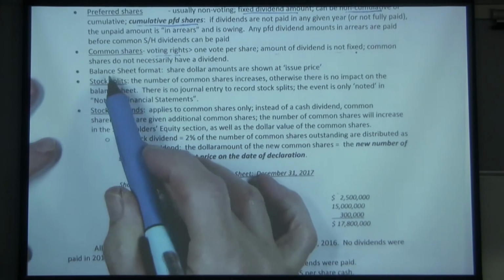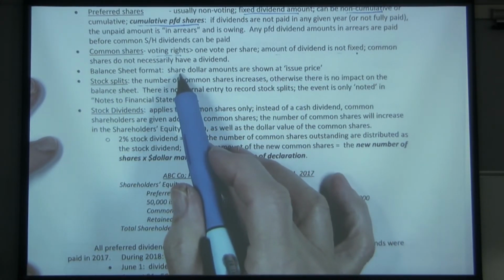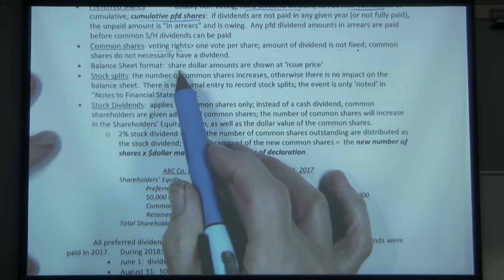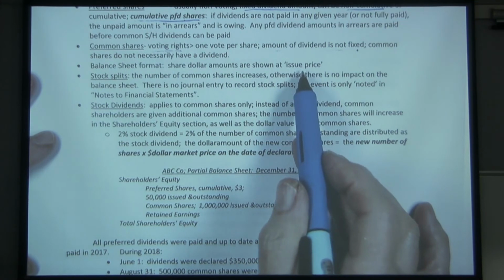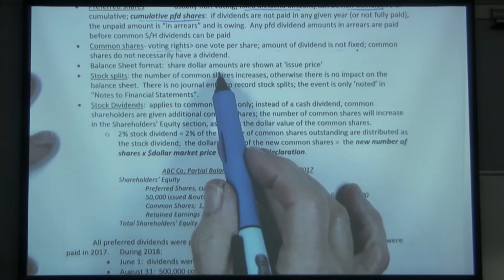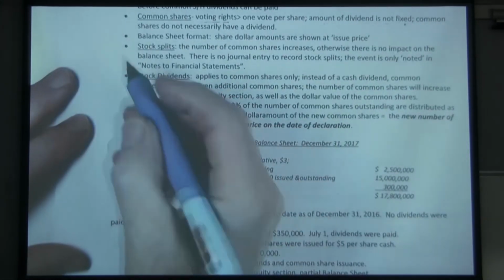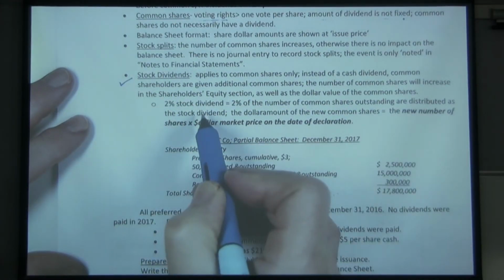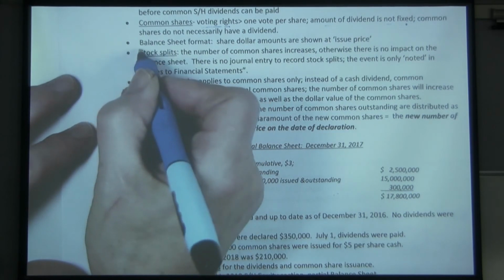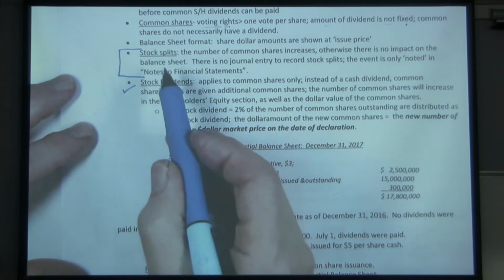Okay, so balance sheet format we have gone through. Just for your information, on the balance sheet, the dollar amounts that are shown are the issue price of the shares. The dollar amount on the balance sheet has nothing to do with what they're traded for on the TSX or other markets. Stock dividends we have gone through, and these are your notes for how to calculate the stock dividend. A stock split is interesting, but it is only something you need to know in theory.